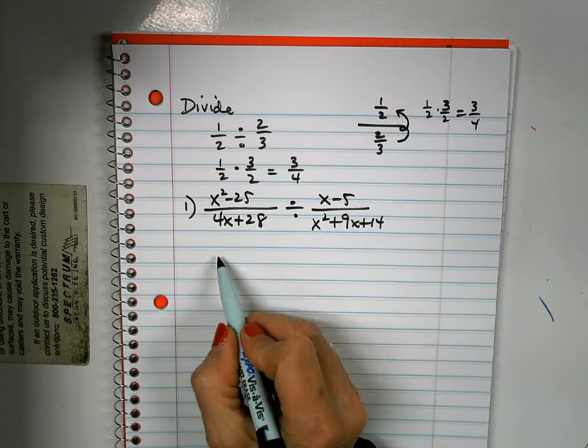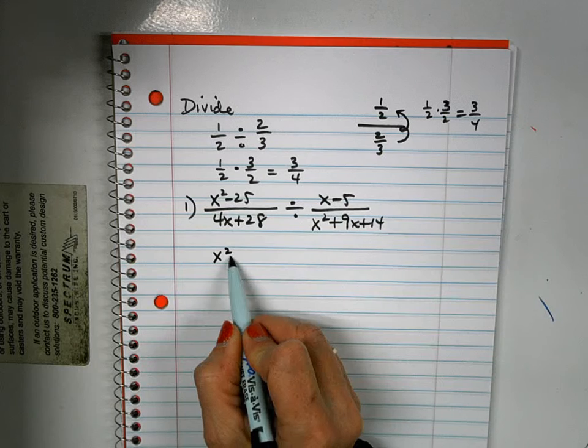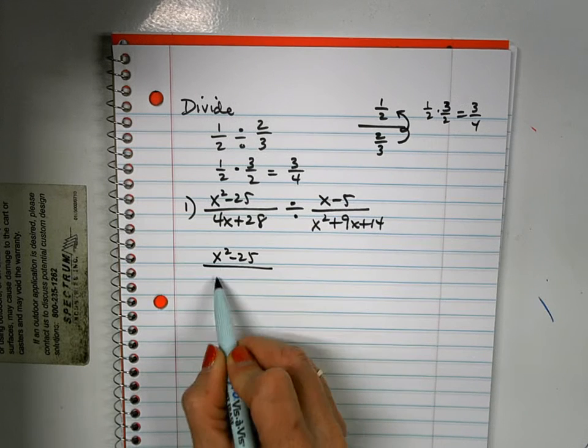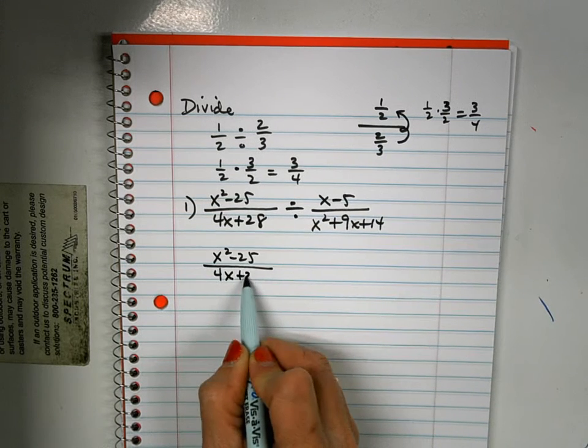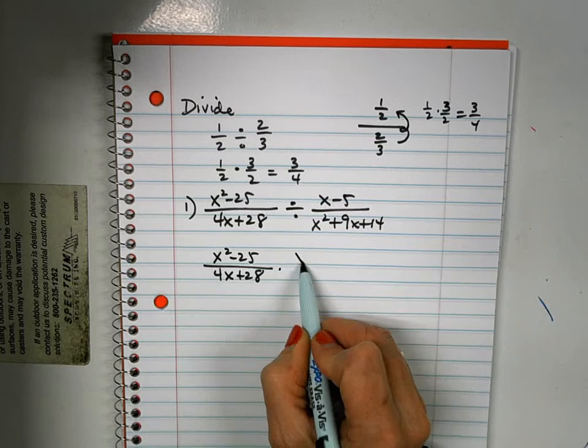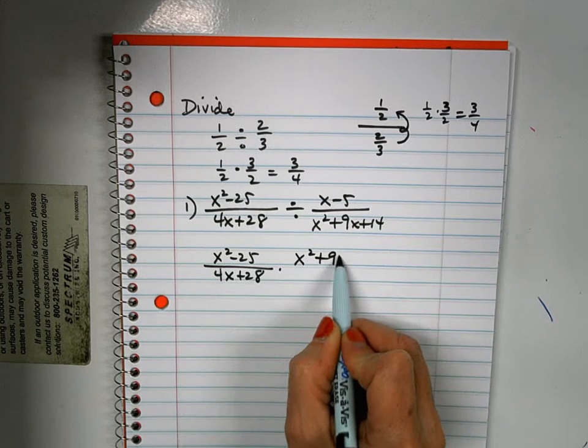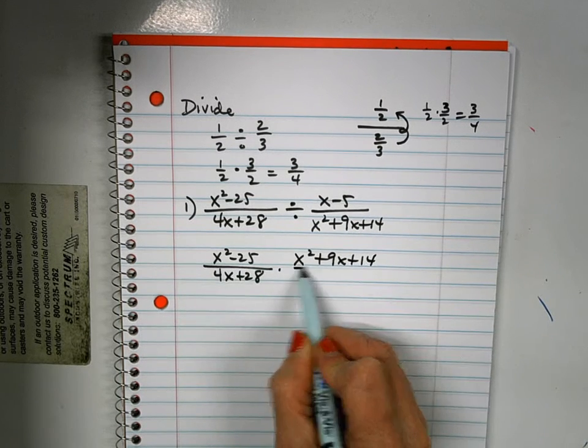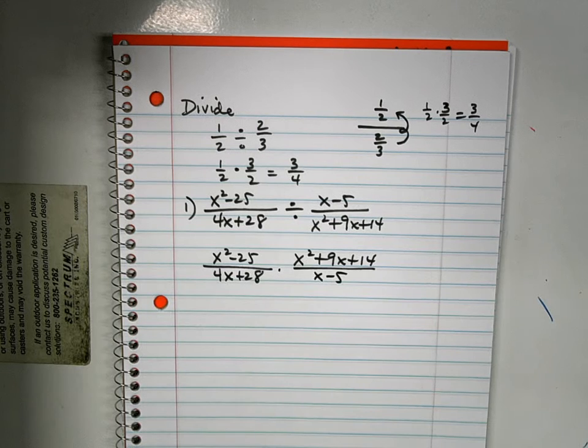Okay, so I'm going to rewrite this. Let's leave a little space. Let's just factor above these, so we don't use so much paper here. So I'm going to flip this over and multiply. And then let's factor up above. You always flip over the second one? Yes, it's always the second one you flip over. Multiply by the reciprocal of the second.